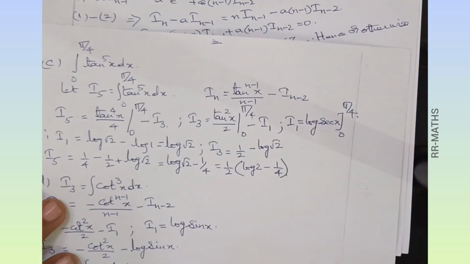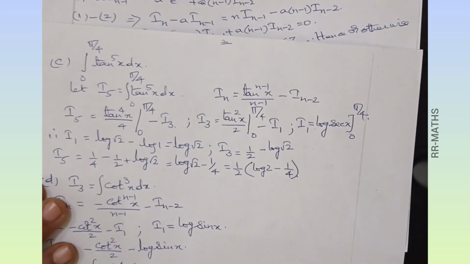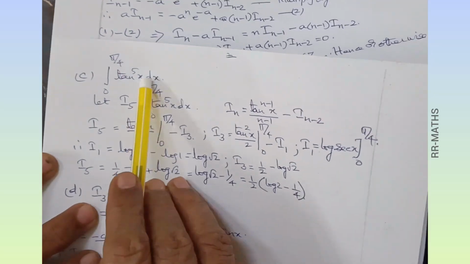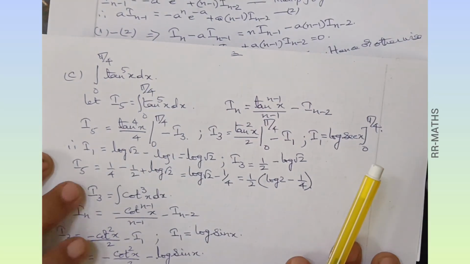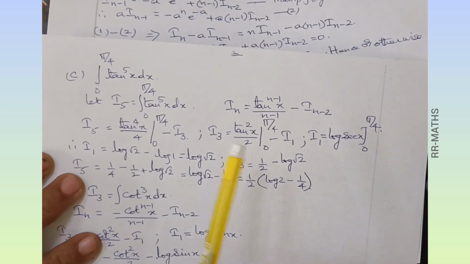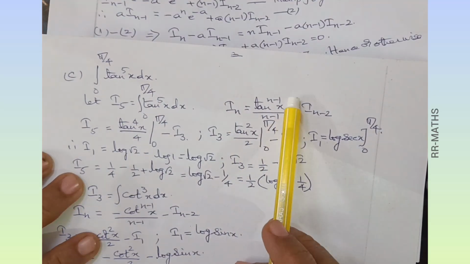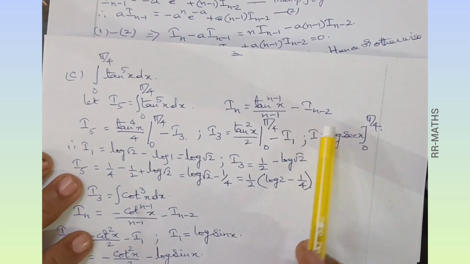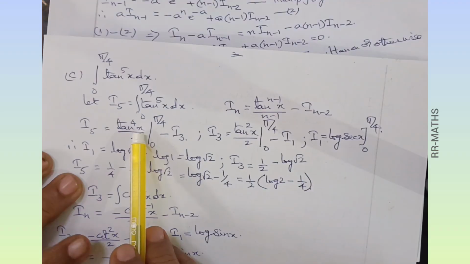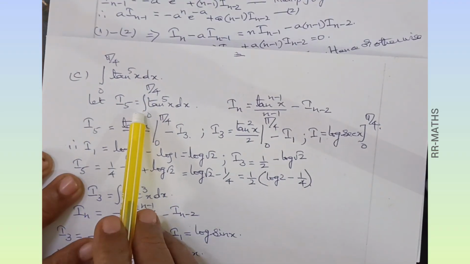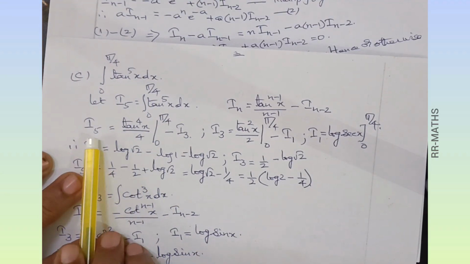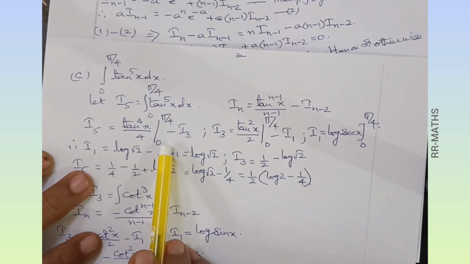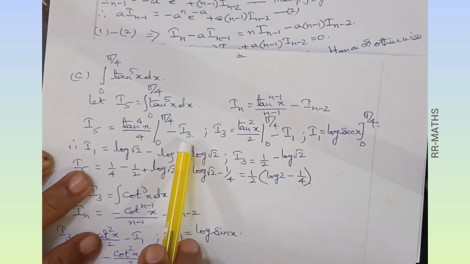We shall see the next problem. Evaluate integral 0 to pi by 4 tan to the power of 5x dx. This time we have limits. I am using the same formula, In is equal to tan to the power of n minus 1 x divided by n minus 1 minus I n minus 2. But I will substitute the limits 0 to pi by 4. So I call this integral as I5, and so for I5 you get a formula as tan to the power of 4x by 4, limits varying from 0 to pi by 4, minus I3.